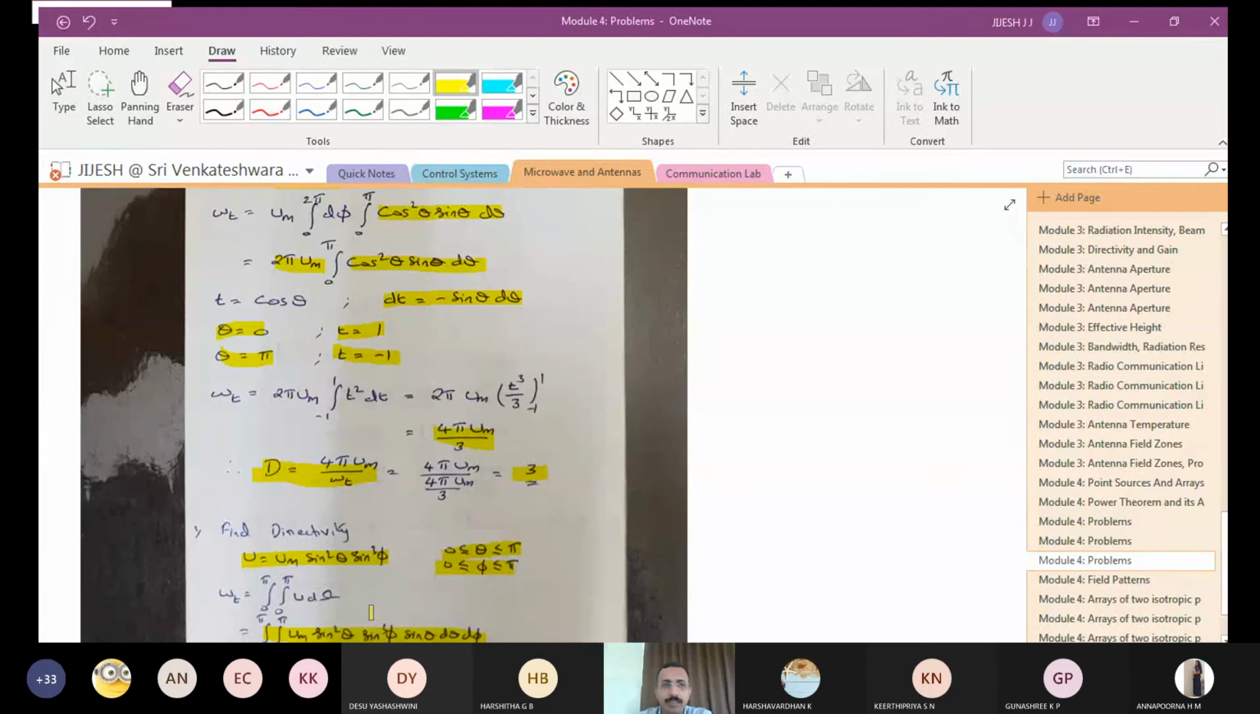So none of you have completed this. By this time you should have completed. Yeah, what is the integration for that? Sine cube theta, we have already done it before for the limit 0 to pi.